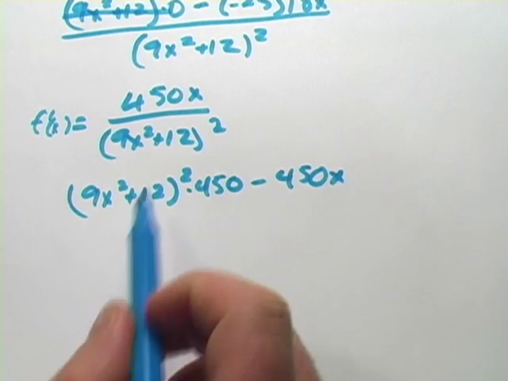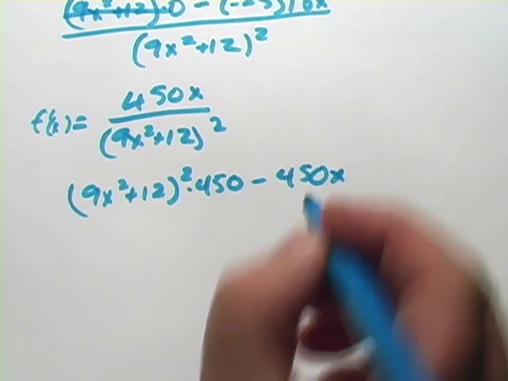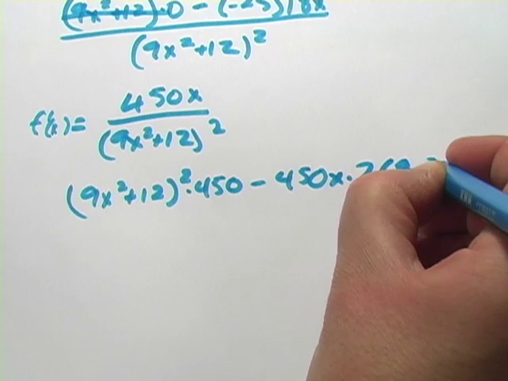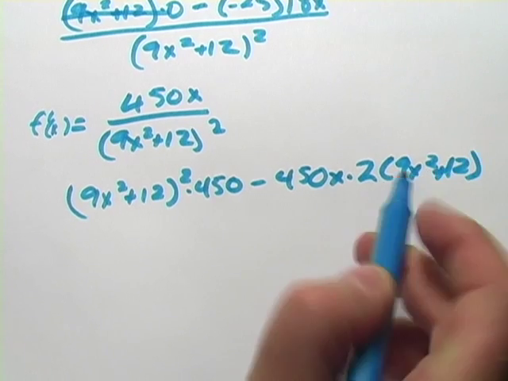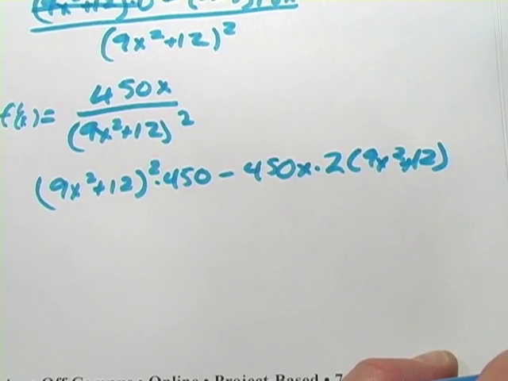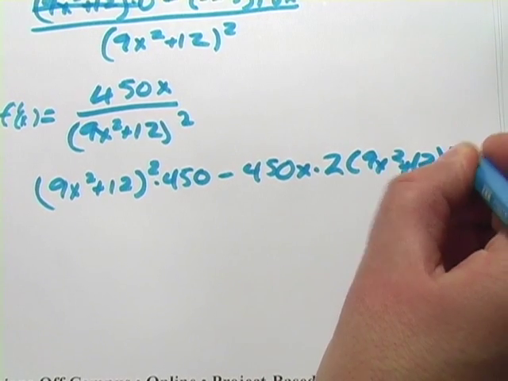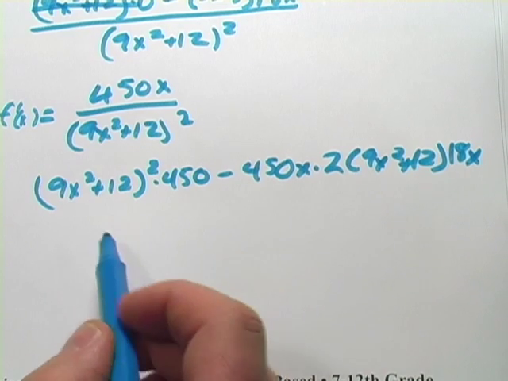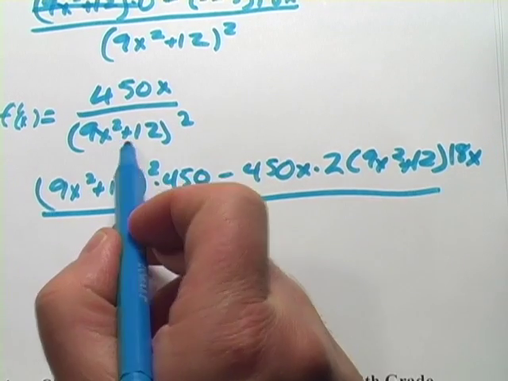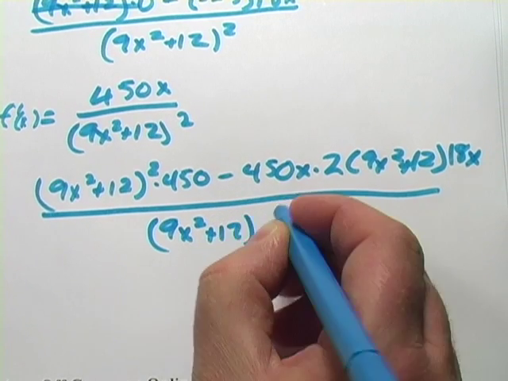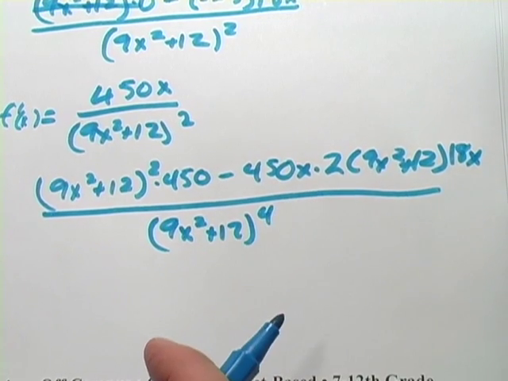D low, so we're going to use the chain rule here, and that's going to be 2 times the quantity 9x squared plus 12 just to the first power, because we reduced that power by 1, times the derivative of the inside, and that is 18x. Whew, that's a lot going on up there. And that's all over this quantity squared. So 9x squared plus 12 squared squared is to the 4th.